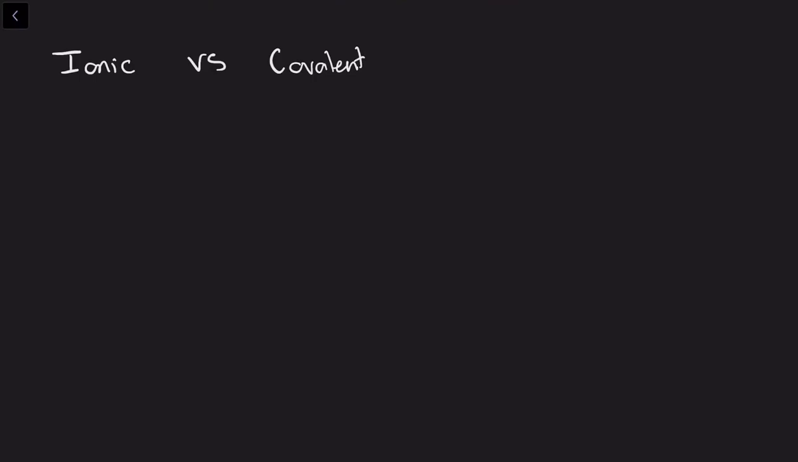Let's look at the difference between ionic versus covalent bonds. So if we were to differentiate the two, we can say that an ionic bond is a bond between a metal and a nonmetal, whereas a covalent bond is between two nonmetals. So if you see a metal, you know it's ionic. If you don't see a metal, it's going to be covalent.